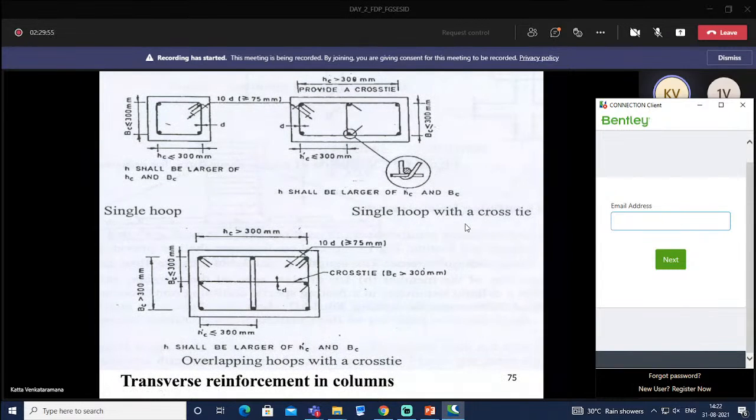Then transverse reinforcement in columns is similar to beams. Here also we provide 135-degree hooks. And when the size of a column is such that the distance is more than 300 mm, in such a case we need to provide cross ties. And if the dimension is more than 300 mm on both sides, then we need to provide these cross ties in both directions.